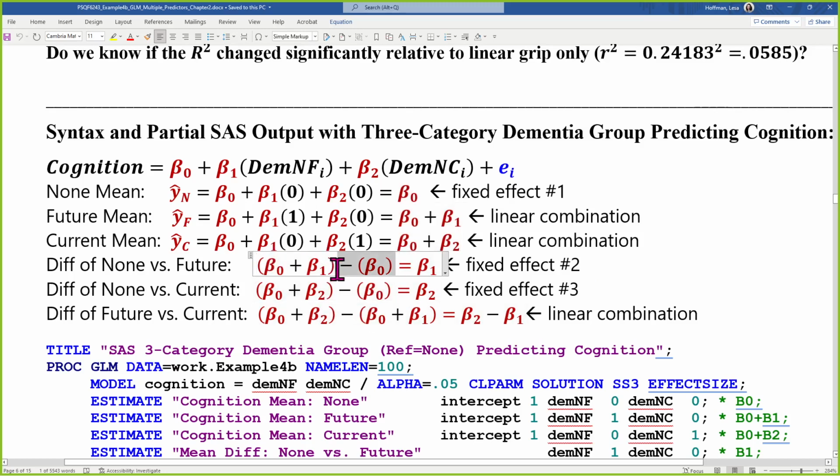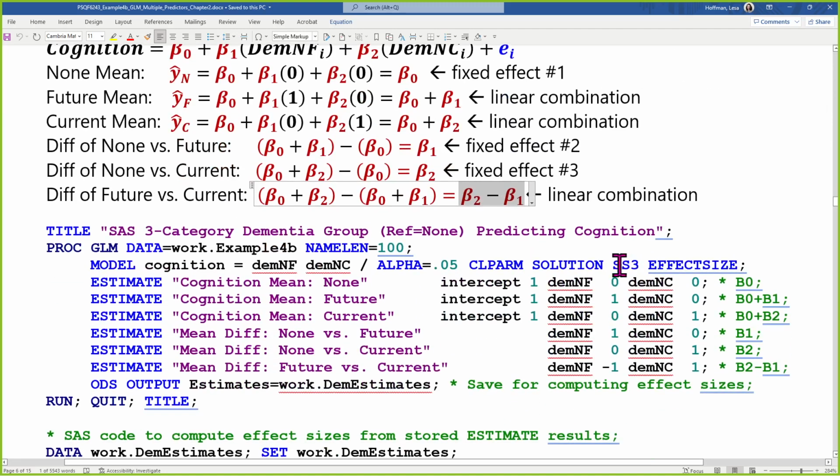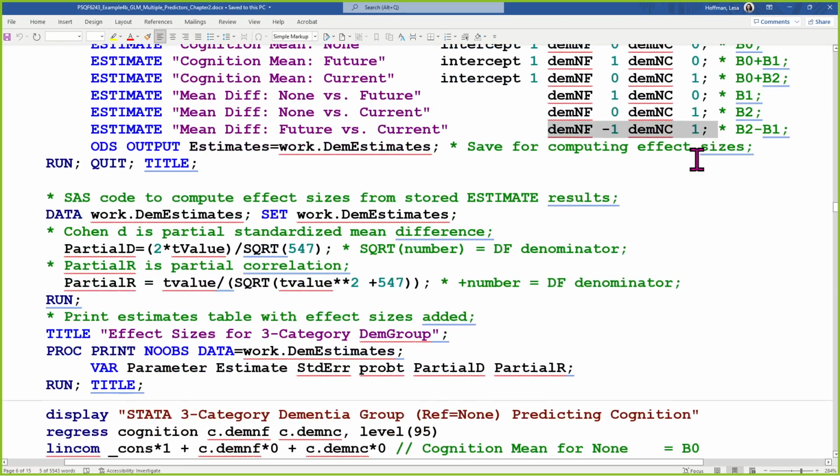Future goes here. This is how the model says the mean for future is created. I subtract from it the model for none as my reference, and that means that beta 1 only is how I get the difference of how future differs from none. Likewise, beta 2 directly tells me how current differs from none. So the only one I really need to ask for is this linear combination, how current minus future drops to beta 2 minus beta 1. So then in the code, that's where this combination of -1 and 1 shows up.